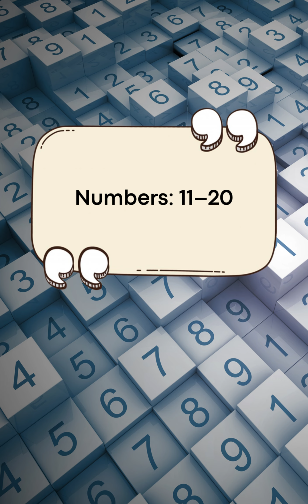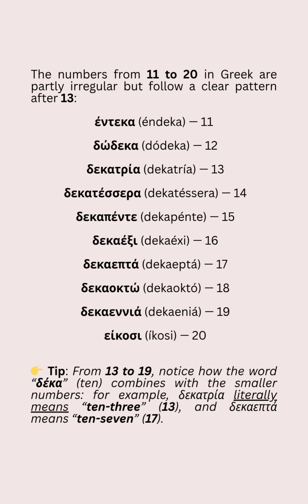Now let's go see the numbers from 11 to 20. So we have 11, 12, 13, 14, 15, 16, 17, 18, 19, 20. So one more time, a little bit faster: 11, 12, 13, 14, 15, 16, 17, 18, 19, 20.